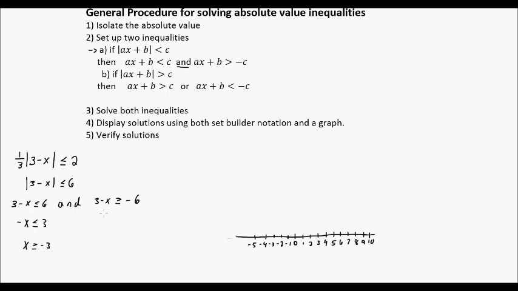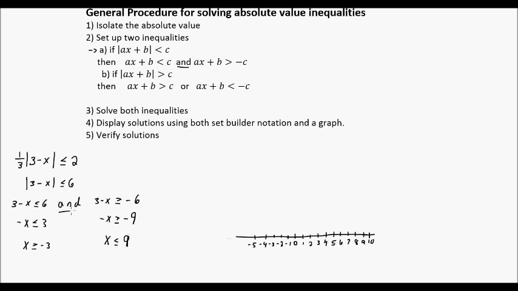Okay, so let's look at the other side. We're going to do exactly the same thing. I have -x is greater than or equal to -6, and I have to subtract 3 from both sides. This amounts to -6 minus 3, which is -9. Now I'm going to divide by -1 again and switch my inequality because I'm dividing by a negative. x is less than or equal to 9.